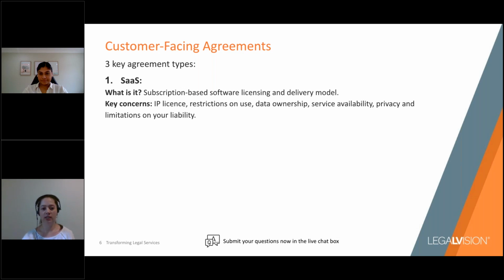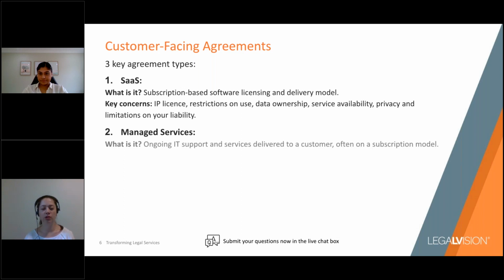The next type of customer-facing agreement I'd like to run through is a managed services agreement. This is typically used when you've got an IT services provider that wants to provide managed services. So they want to provide IT services to a customer, usually on a subscription basis, an ongoing basis, and you basically take control and help with all IT services and perhaps procurement of hardware for your customer.